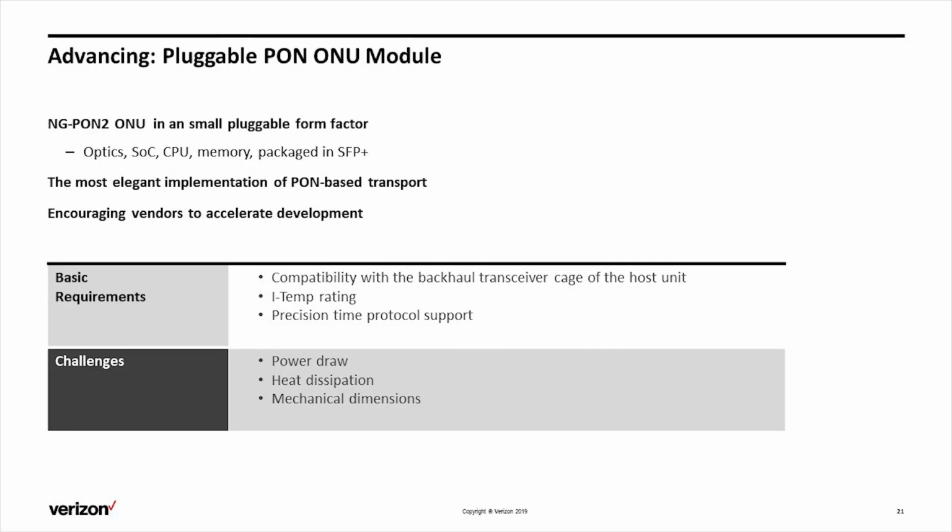And finally, and this is probably the most aggressive of the 3 technologies and may have the biggest impact long term, is to take an NG-PON2 ONT and reduce it down to a small pluggable form factor. Everything, the optics, which currently fit in an XFP module. We want to get the optics along with the SoC, the memory, and everything else, an entire ONT, into an SFP plus module, okay?